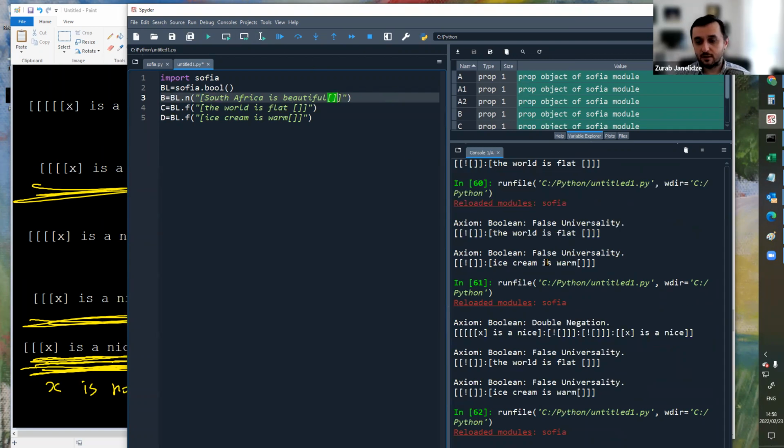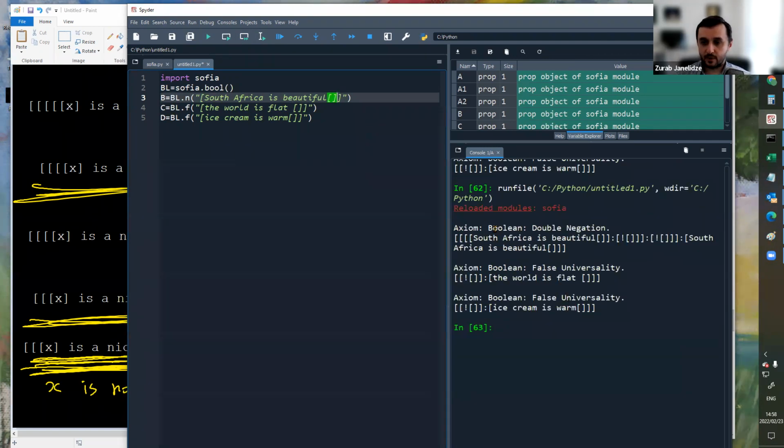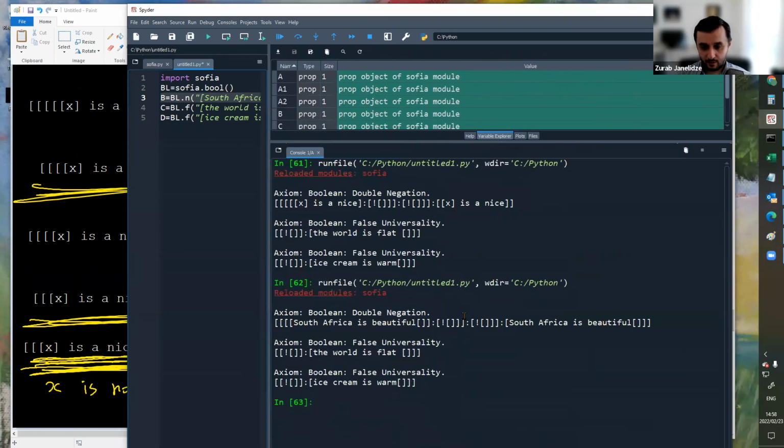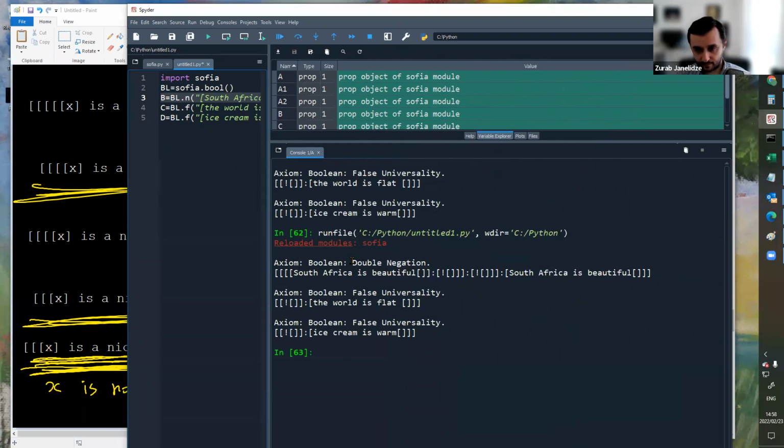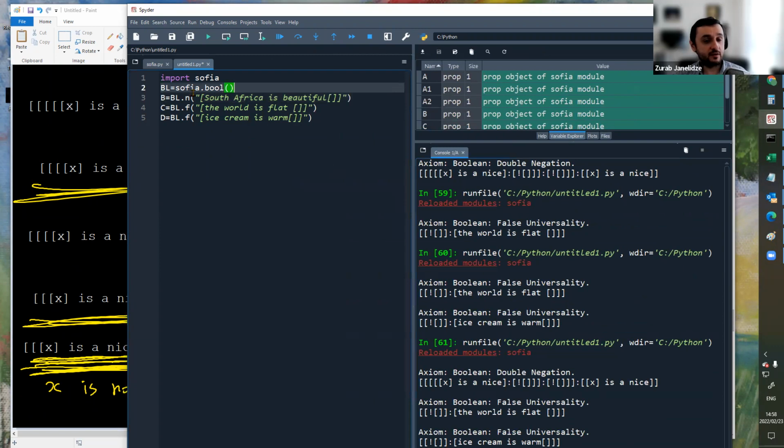I'll run it. It will generate an axiom that has same structure as the one before. Instead of X is nice, it says South Africa is beautiful. So South Africa is beautiful, implying absurdity, and that thing implying absurdity, in other words, double negation of South Africa is beautiful, should give me as a consequence that South Africa is beautiful. So the double negation rule is now used for South Africa is beautiful. And so I would want to use this rule for any other statements as well.